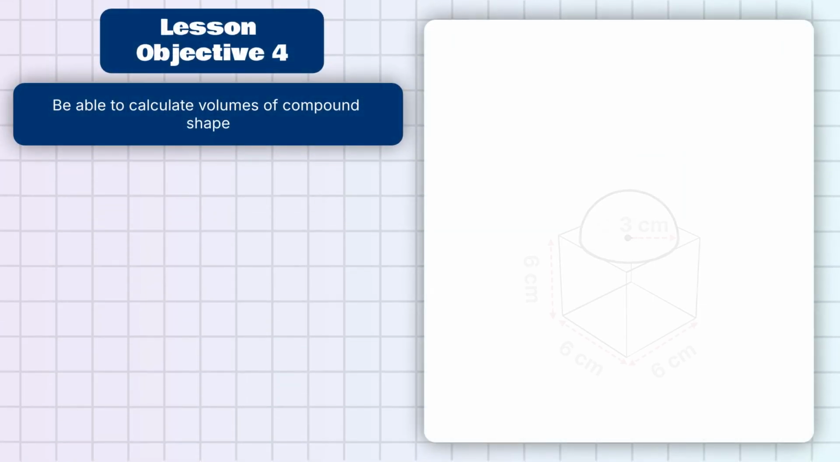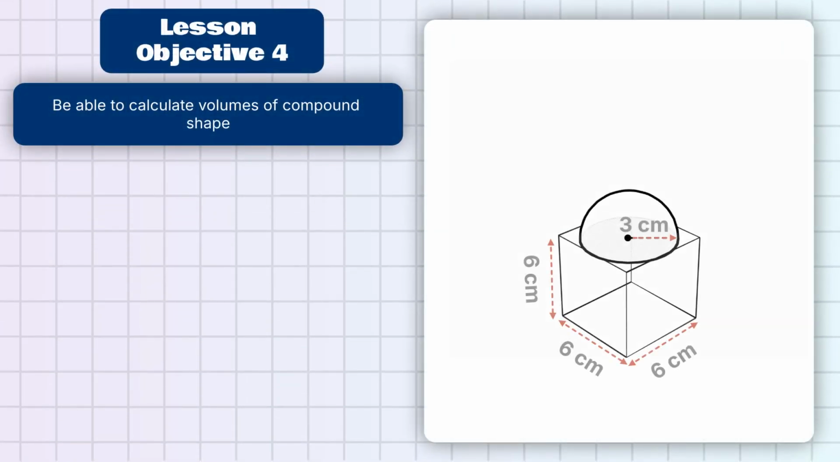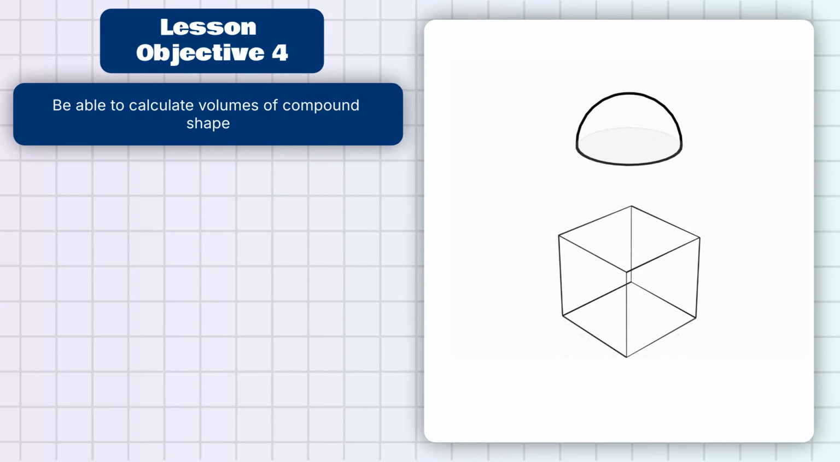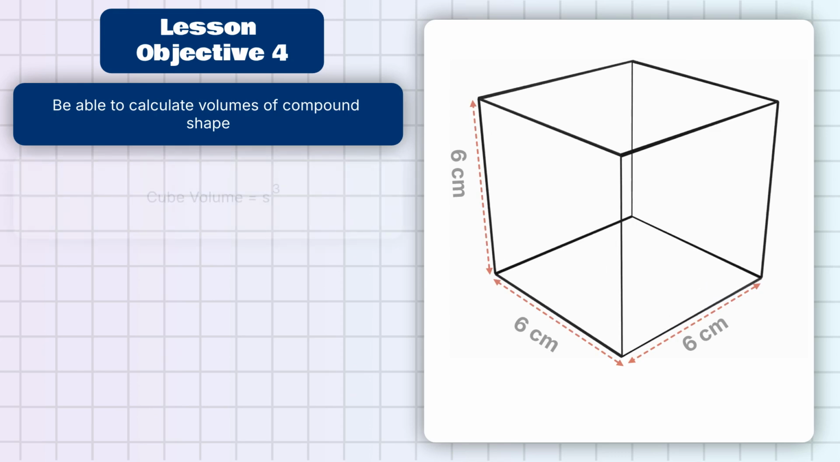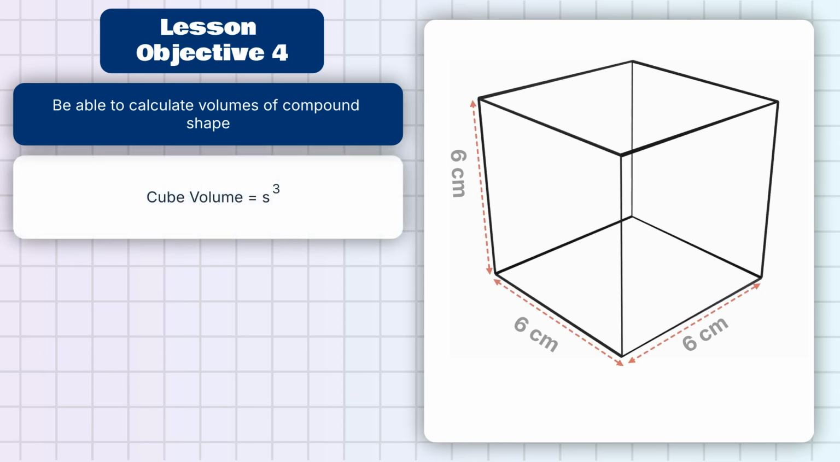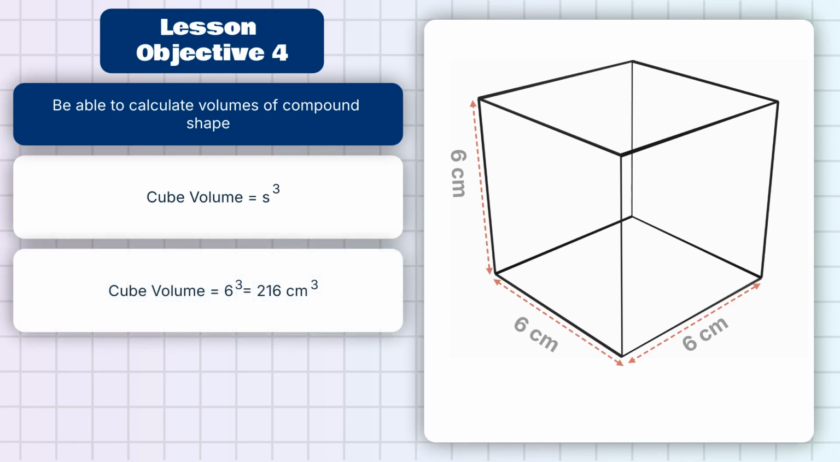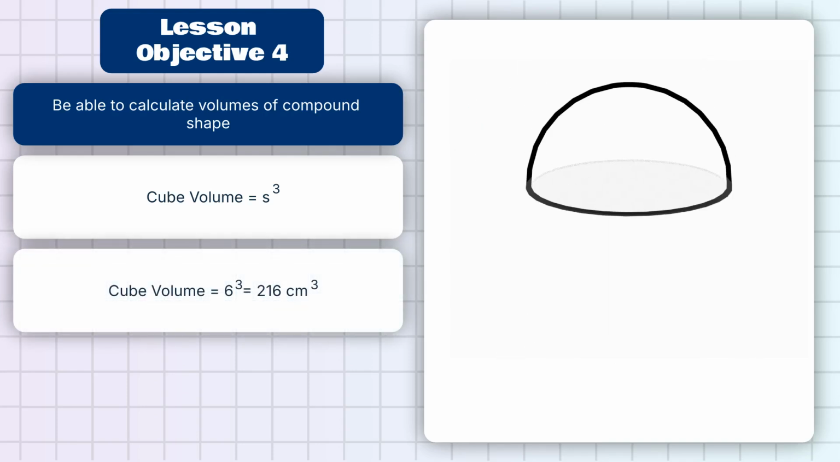Suppose instead you have a cube and a hemisphere on top of it with the shown dimensions. Like before, we will consider each separately before adding them up. Let us start with the cube first. We know that the volume of a cube is side length cubed. Therefore, the volume is 6 cubed equals 216 cubic centimeters.